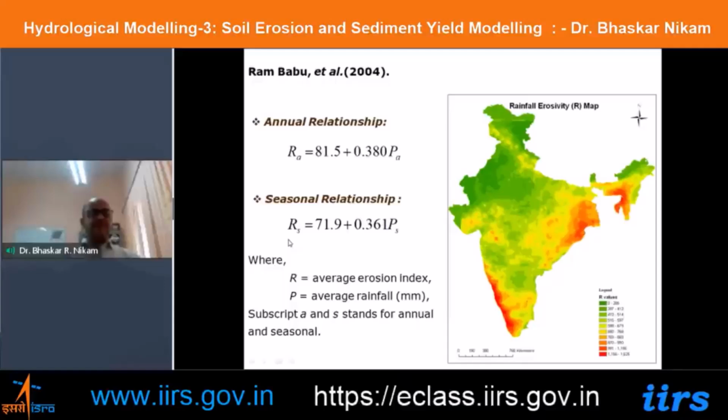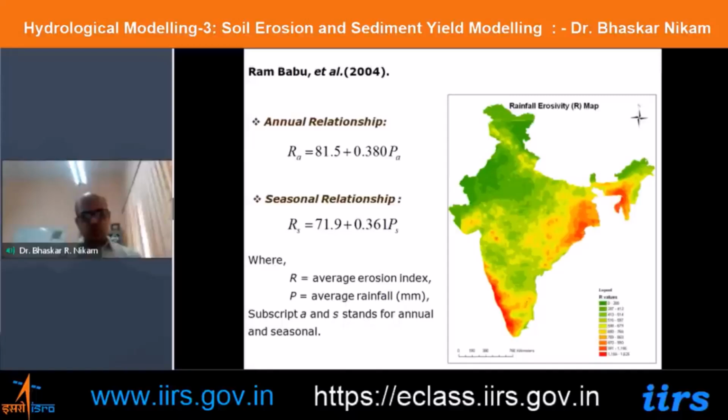So it is now very easy for anybody who has knowledge of where to get the data and how to operate that data in a GIS environment. What one has to do is, if you are getting daily data, you sum it up to convert it to monthly, seasonal or annual, and just multiply the data with a multiplication factor. In case of annual it is 3.8, and add 81.5, and you will get the rainfall erosivity factor map for your area. That area could be a watershed, a basin, or an administrative boundary; it could be a state, block, region, country, whatever you are interested in.